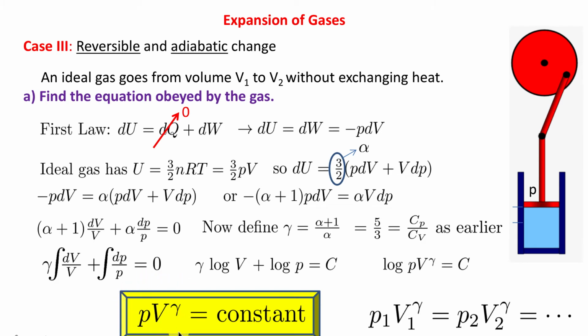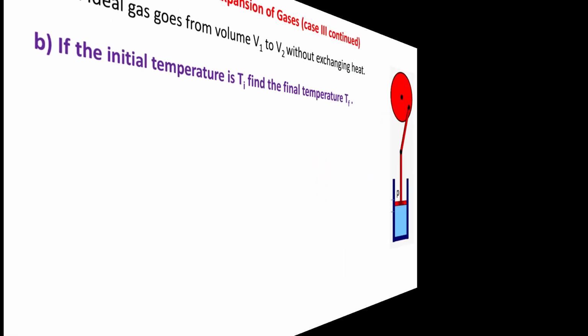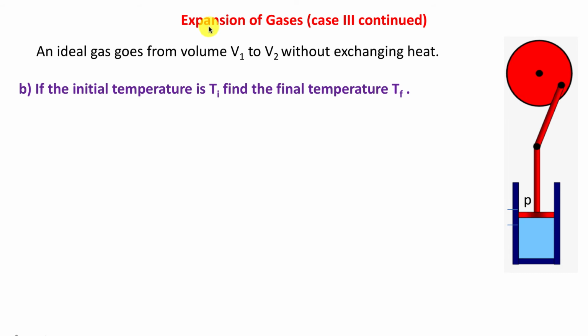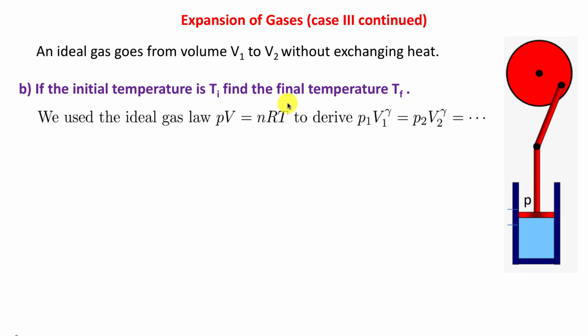You can ask, how does the temperature change? So let's now continue this expansion. So this ideal gas is going from V1 to V2 without exchanging heat, the same as before. If the initial temperature is this, what is the final temperature? And now that's very easily done. We are using the ideal gas law. We use this to derive PV to the power gamma is equal to a constant. Okay? Now, instead of P, I'm going to put nRT divided by V.